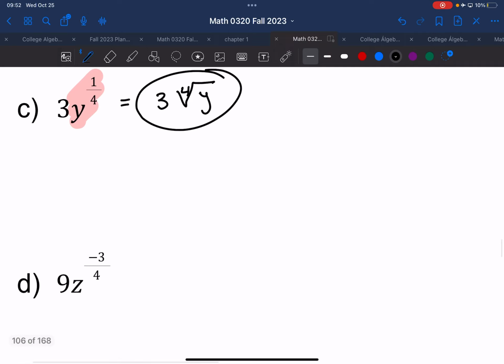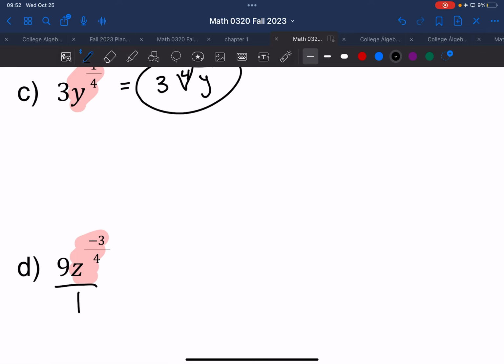And same with part D. What is that negative 3/4 attached to? The z. Okay. So that means we need to get rid of that negative power by doing what? And move it to the bottom. Are we moving the 9 to the bottom? No, just this part where it has the z. What if the 9z was in parentheses? Would we move the whole thing then? Yes. Okay. So that means we now have 9 over z to the positive 3/4.